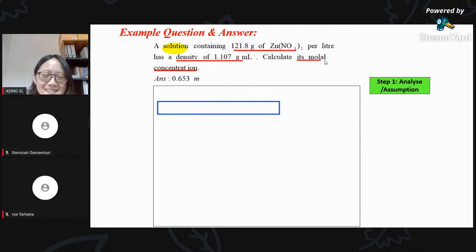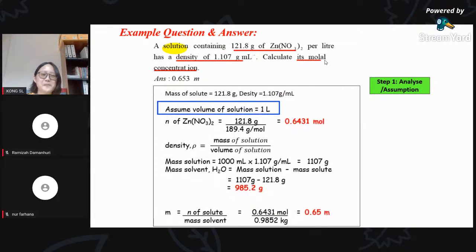Step 1, analyze. In this case, you have to assume the volume of solution in order to help you find out the mass of solution. Madam, someone asks a question: when we assume the mass of solution, must it be 100 gram, or can we assume 1 kilogram?